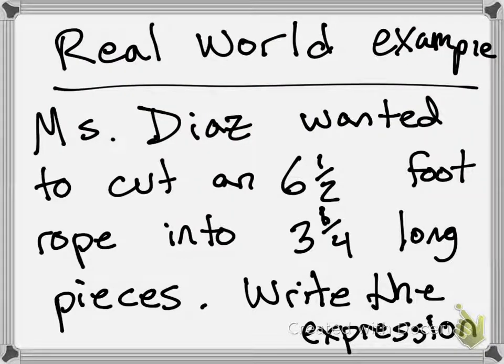Real world example from me. Miss Diaz wanted to cut a 6.5 foot rope into 3 1/4 foot long pieces. Write the expression. So first, who could tell me just the initial expression? What would that initial expression be, Fernando? 6.5 divided by 3 1/4. Excellent. So it's going to be 6.5 divided by 3 1/4.